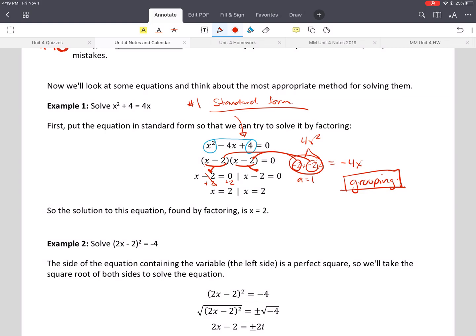That would give us x equals 2. And for the right side, we'd do the same thing. Just so happens that they are the same. x equals 2 and x equals 2.